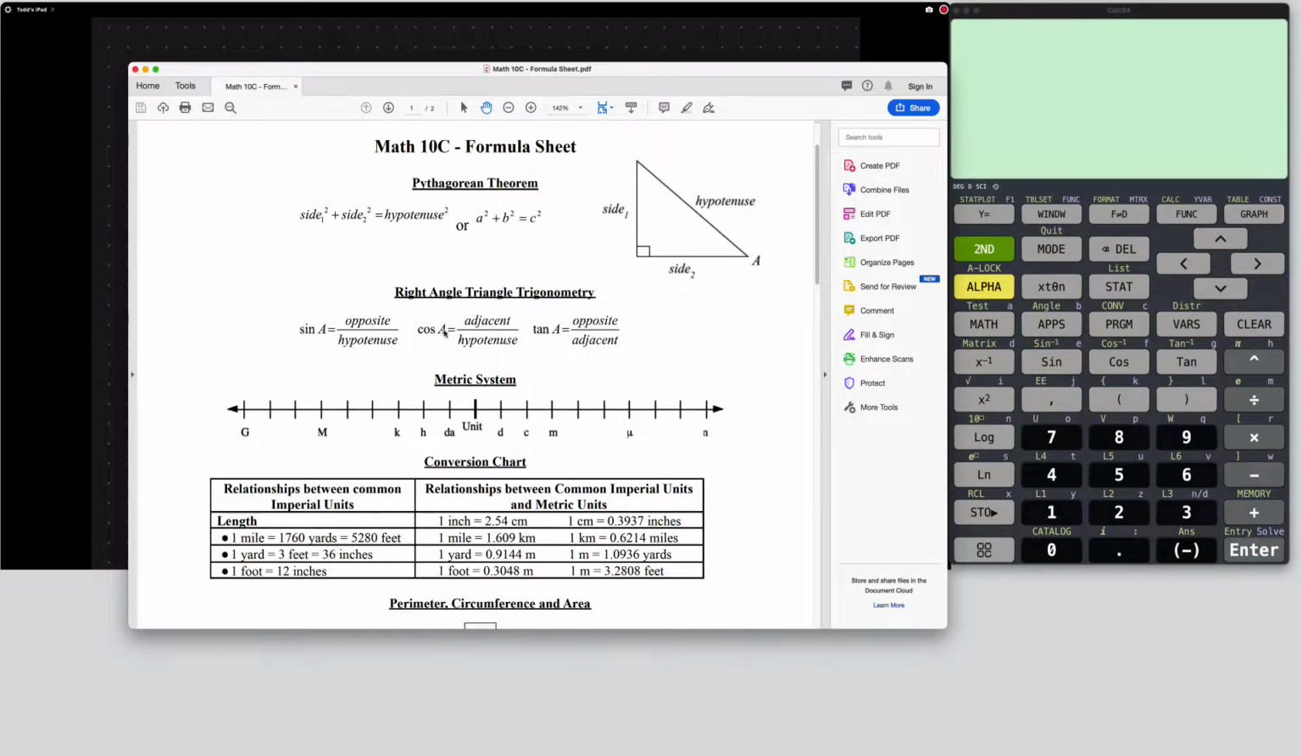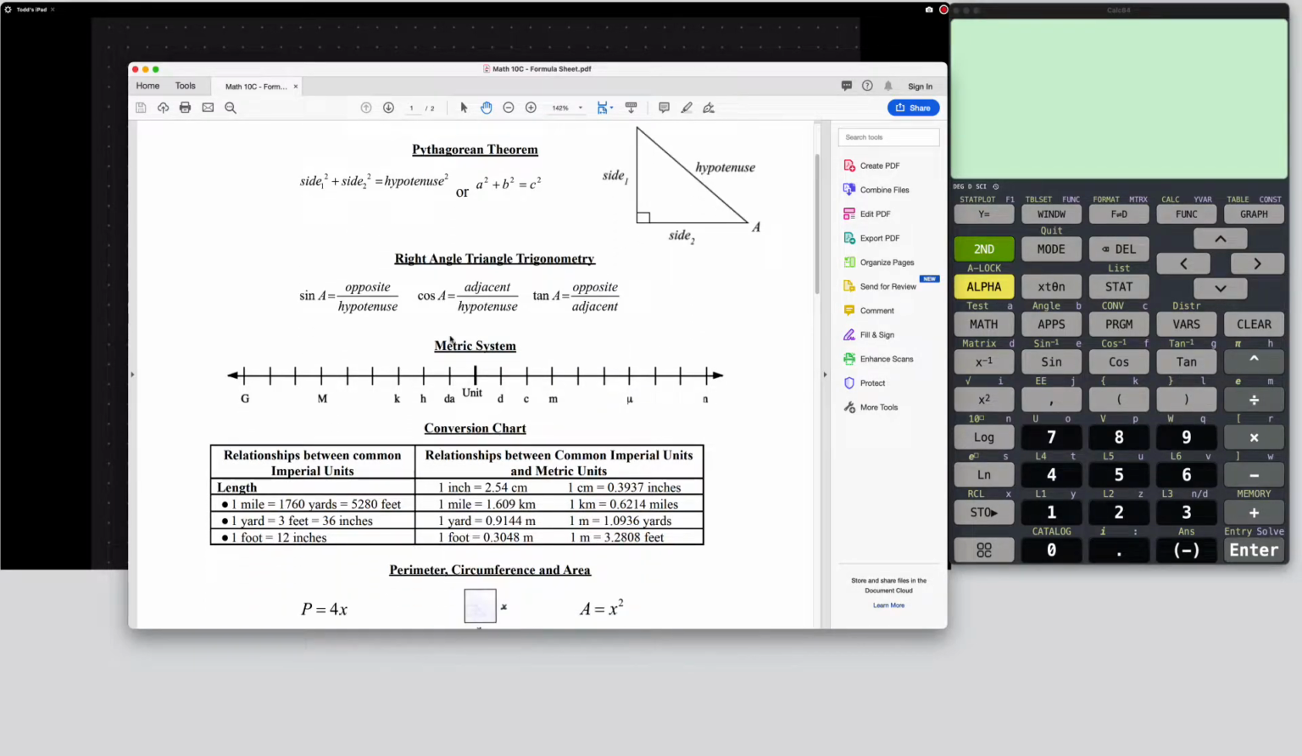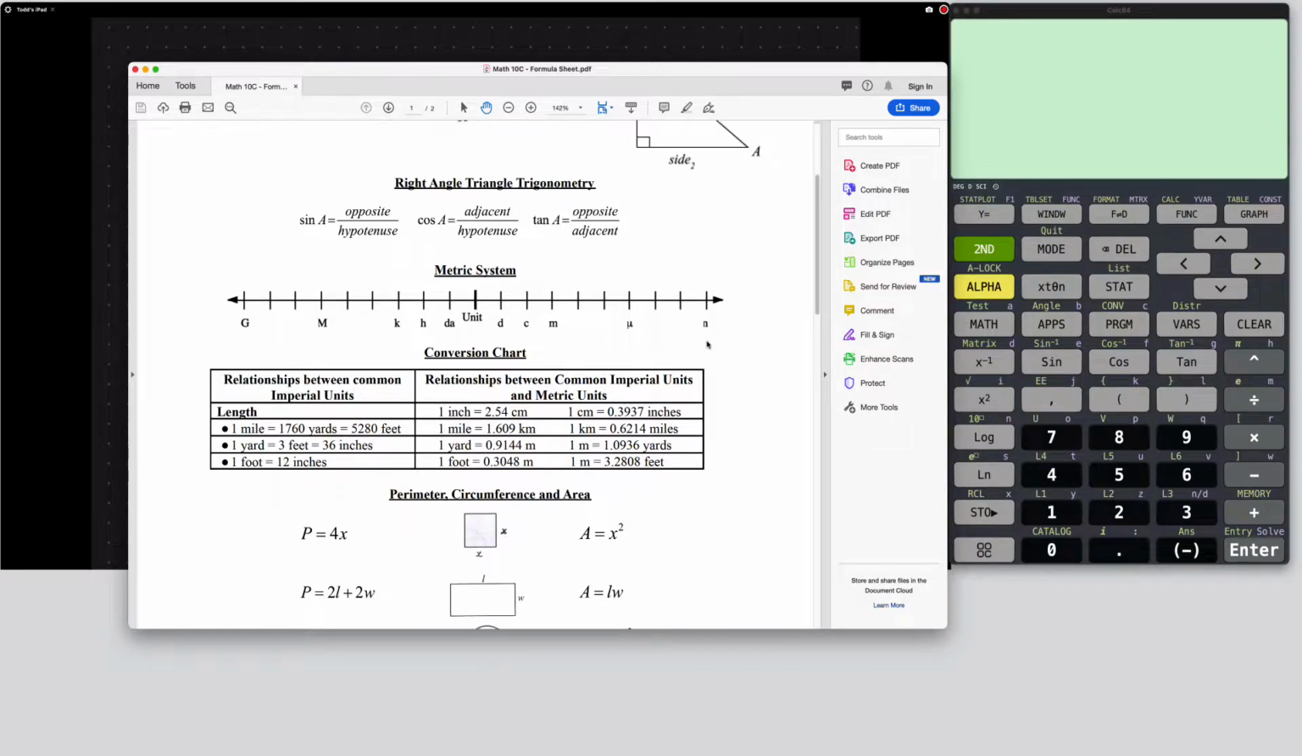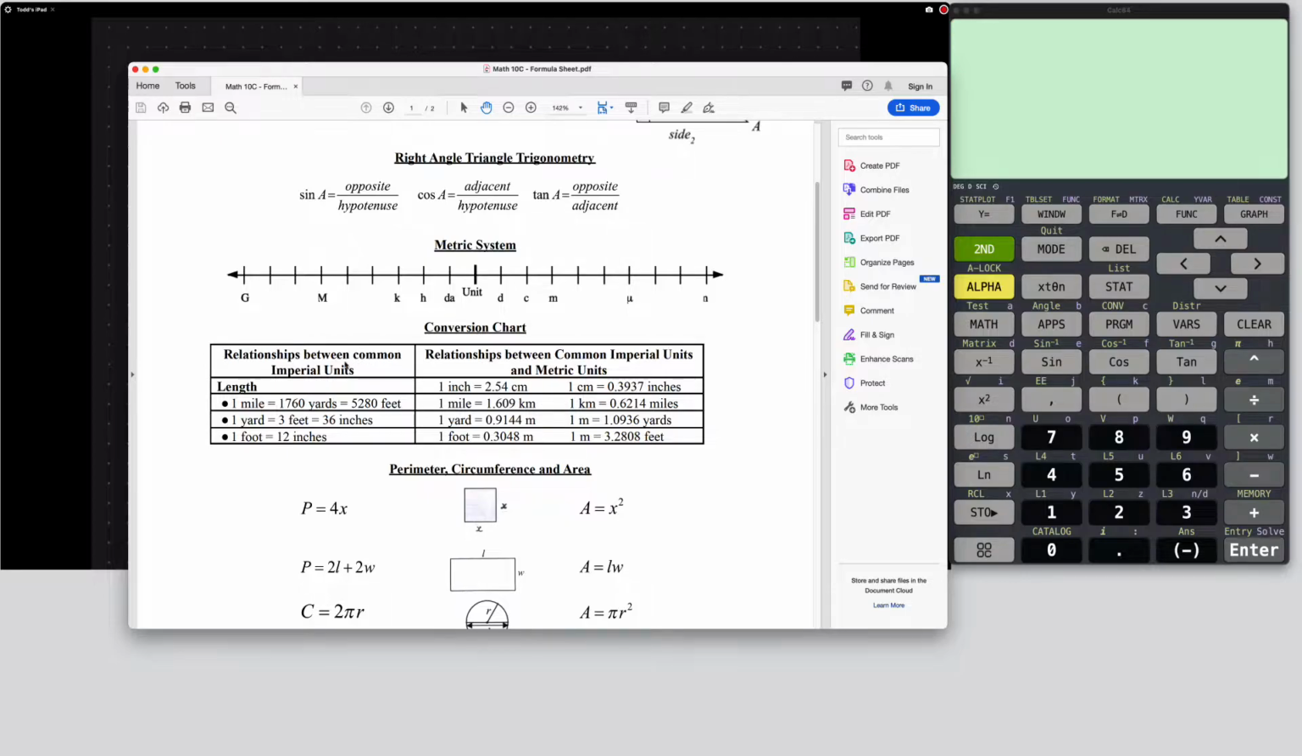Below that are the right angle triangle trig formulas, sine, cosine, and tangent. And here's the metric number line I was talking about, and below that we've got a conversion chart. On the left it's imperial to imperial, and on the right it's converting between imperial and metric. So sometimes there won't be a direct conversion, and you might have to use 2 or 3 of them to get to where you want to go.